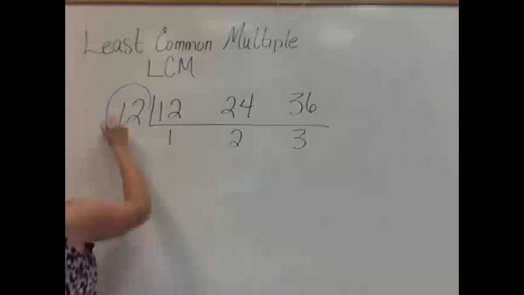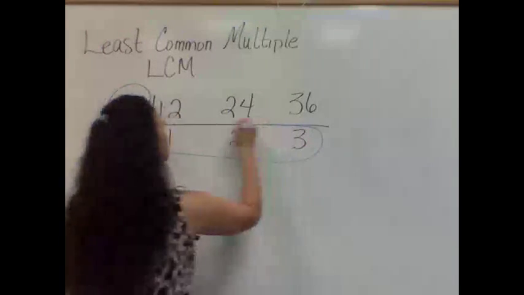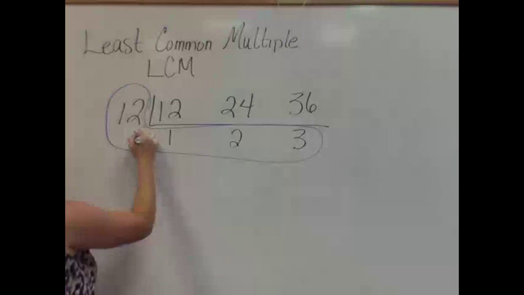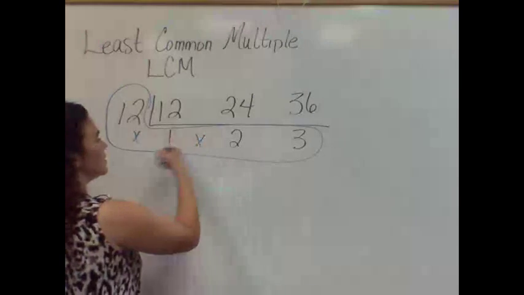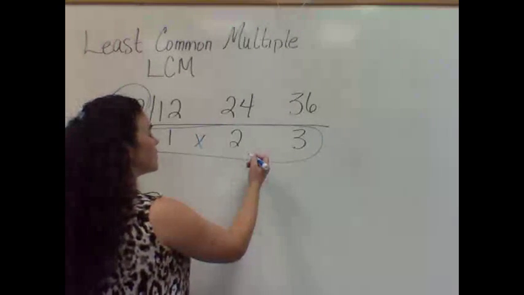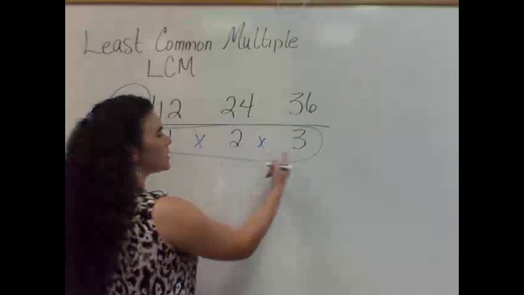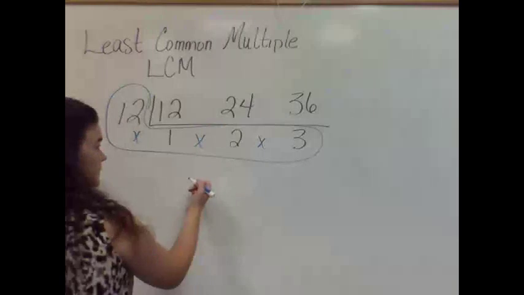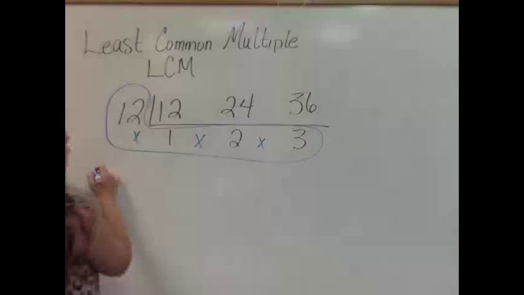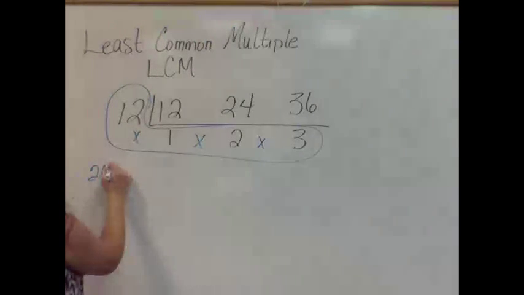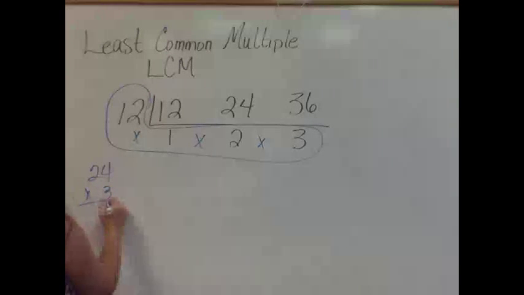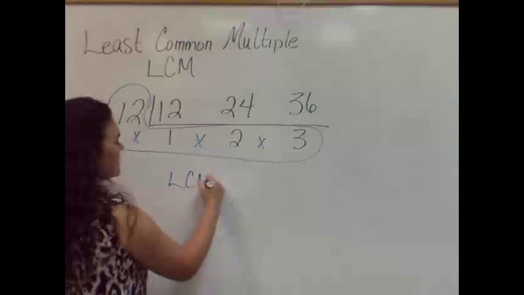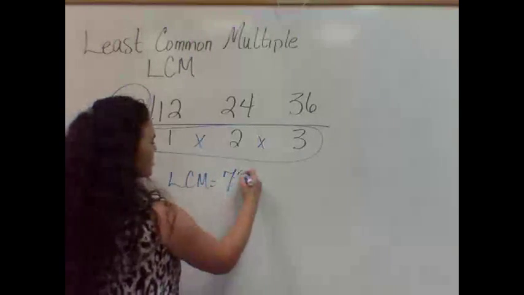And I'm going to draw my bubble letter L around my slide. 12 times 1 is 12. 12 times 2 is 24. And then 24 times 3 is, if you have trouble, you can always go off to the side. 24 times 3, that's 12. Carry my 1, that's 7. So my LCM is 72.